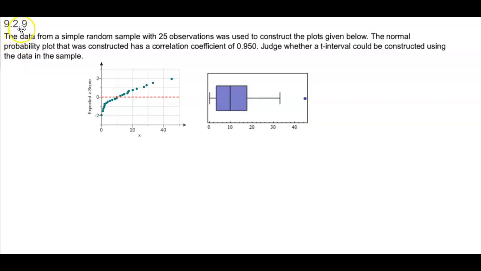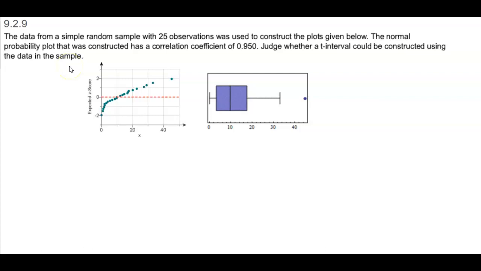Section 9.2.9. The data from a simple random sample with 25 observations was used to construct the plots given below. The normal probability plot that was constructed here has a correlation coefficient of 0.950. Judge whether a t-interval could be constructed using the data in the sample.